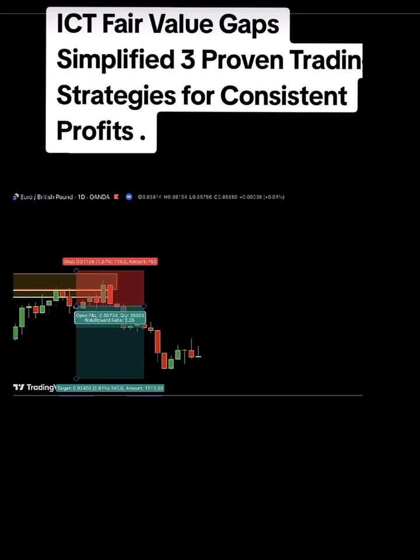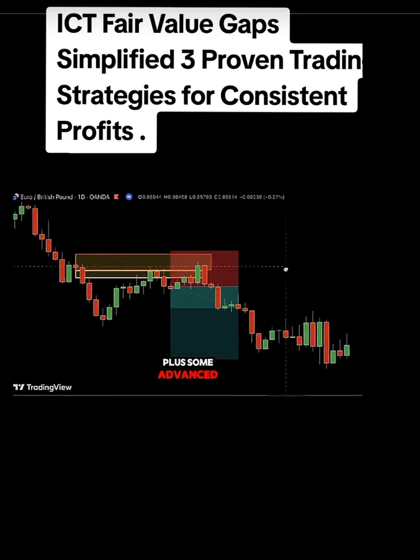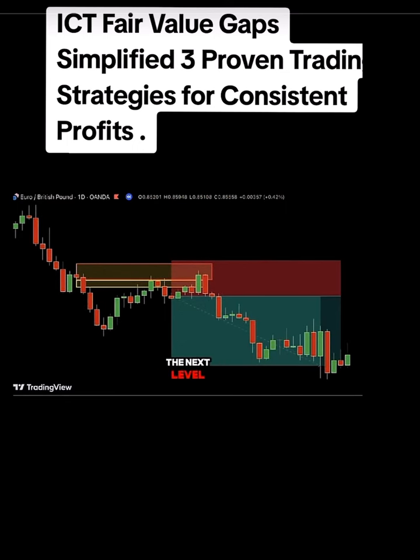And there you have it, everything you need to know about trading with fair value gaps, plus some advanced strategies to help you take your trading to the next level.